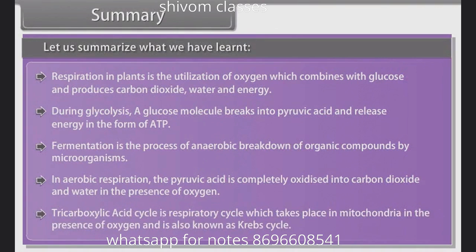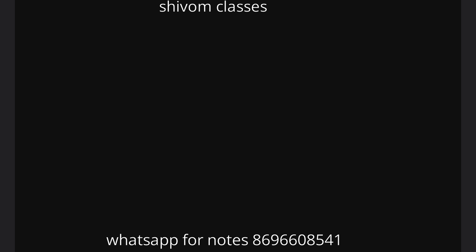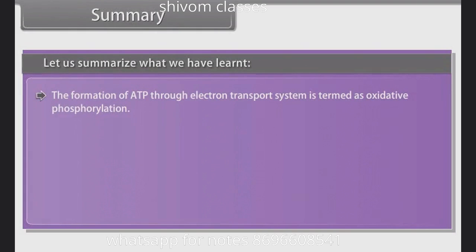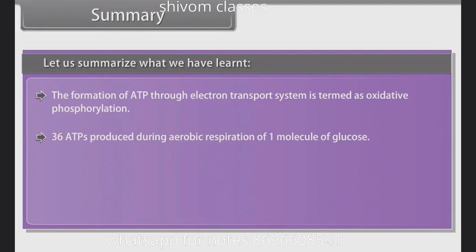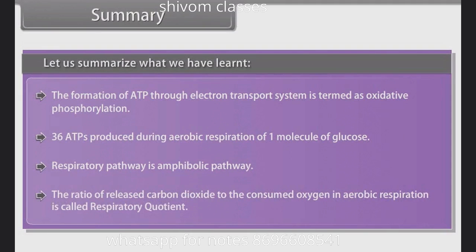Tricarboxylic acid cycle is a respiratory cycle which takes place in mitochondria in the presence of oxygen and is also known as Krebs cycle. The formation of ATP through electron transport system is termed as oxidative phosphorylation. 36 ATPs are produced during aerobic respiration of one molecule of glucose. Respiratory pathway is an amphibolic pathway. The ratio of released carbon dioxide to the consumed oxygen in aerobic respiration is called respiratory quotient.